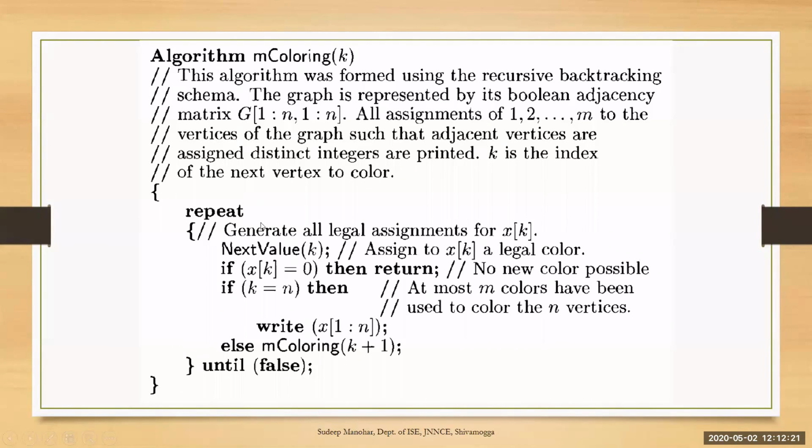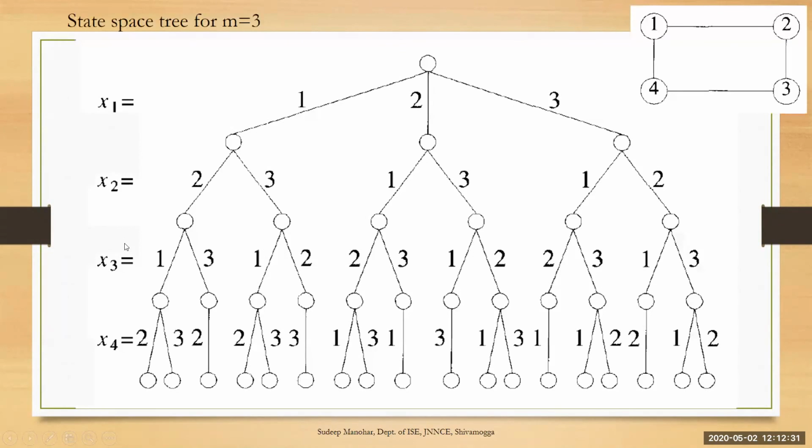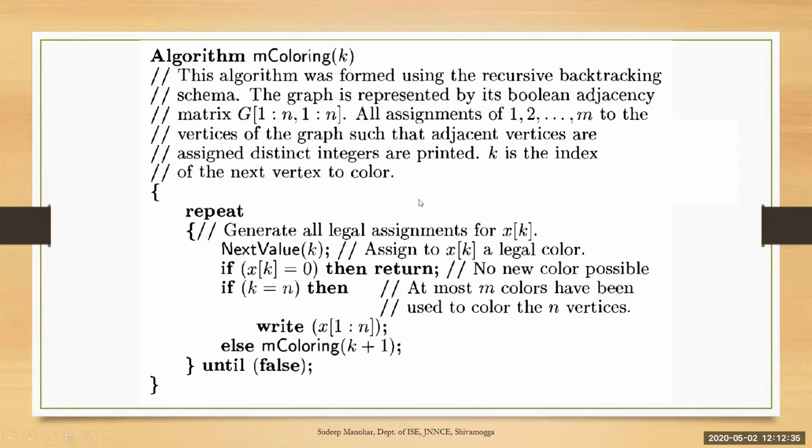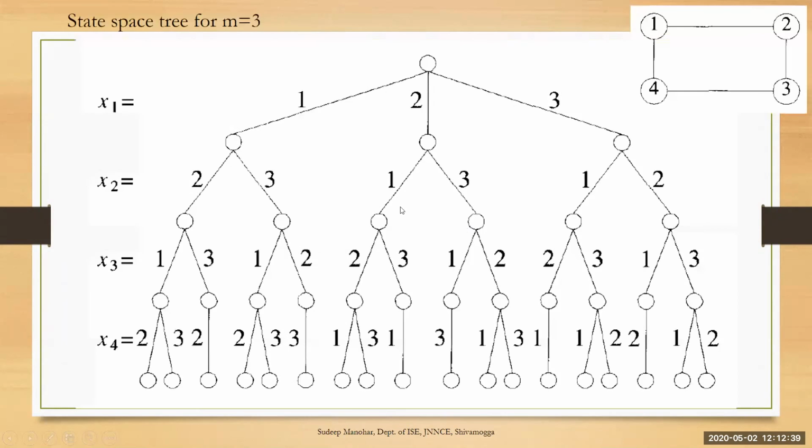The very first statement: generate all legal assignments of x of k. So we are supposed to fill the values for x. So x is this: x of 1, x of 2, x of 3, and x of 4. Maximum 4 indexes will be there, and you are supposed to fill them. If x is 1, 2, 1, 2, it means that the first vertex color is 1, the second vertex color is 2, the third vertex color is 1, the fourth vertex color is 2, like that.